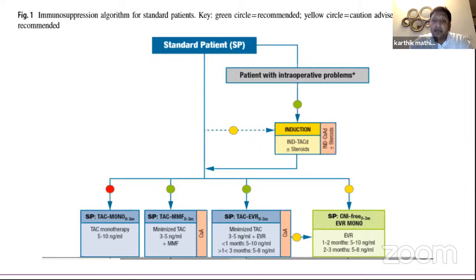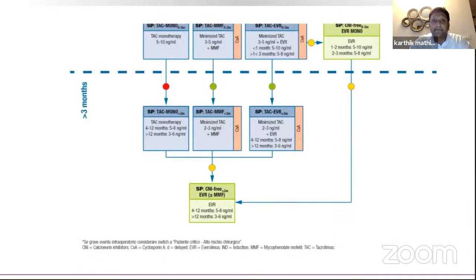And there's another set where people have started introducing early everolimus. After 1 week or 10 days of transplant, they combine everolimus and tacrolimus. That has also been agreed upon, and a lot of good results have been published. And caution is advised when you use CNI-free everolimus monotherapy because we still don't know. Many centers are practicing that, but only a few data are there, so we can't totally 100% rely on it.